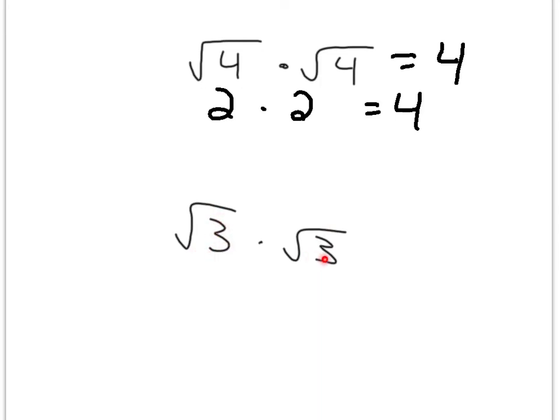I can't simplify these by themselves, but if I combine them, then I'm going to get 3. And here's why: remember, the product rule says I can take these and combine them into one radical. So the square root of 3 times the square root of 3 is the same as the square root of 9, which is 3. So if I take a radical times itself, I end up with the number that's underneath the radical to start with. That's knowledge we're going to use when we talk about rationalizing denominators. So let's go ahead and jump into this now.